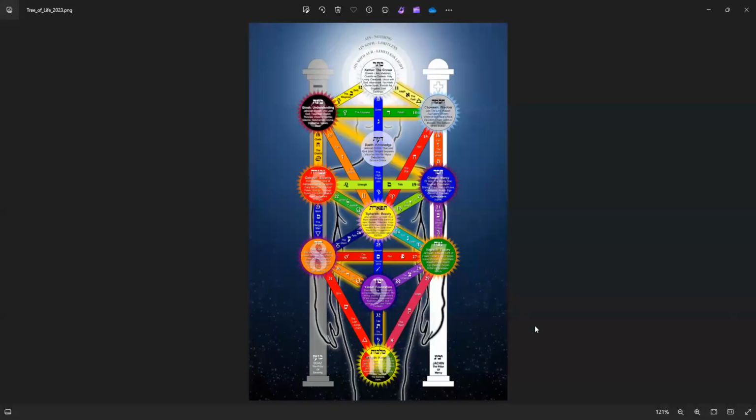Tonight we are doing a guided visualization, a path working for the path of Qoph. Let me show you briefly on our tree of life. So far we have gone up the left side of the tree. We've gone to 9 and to 8, and now we are going over to the right side to number 7. And the path connecting number 10 and number 7 is the path of Qoph.